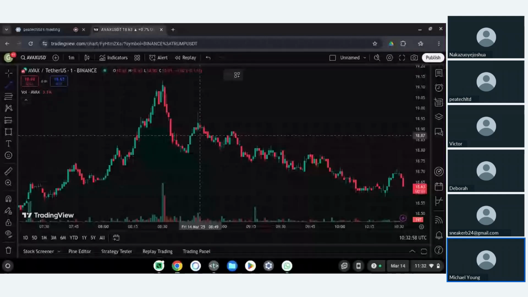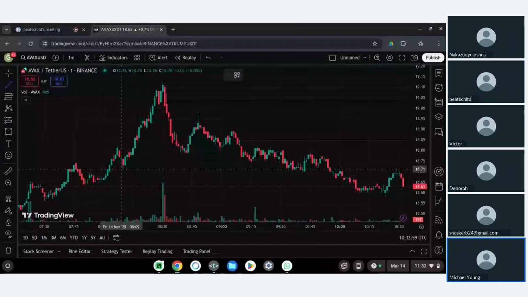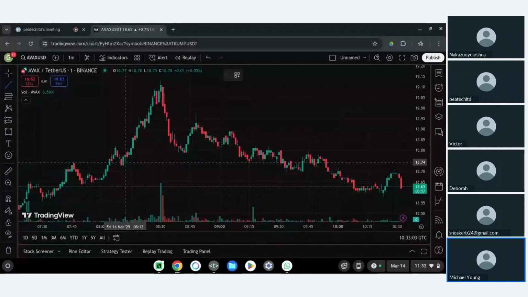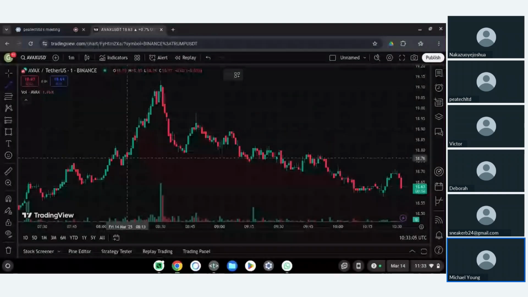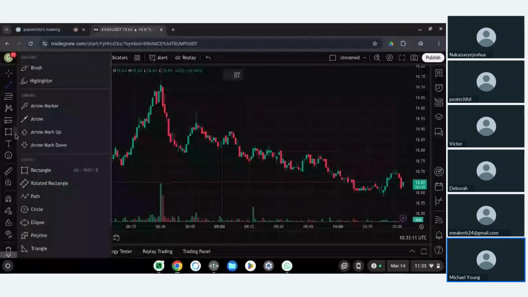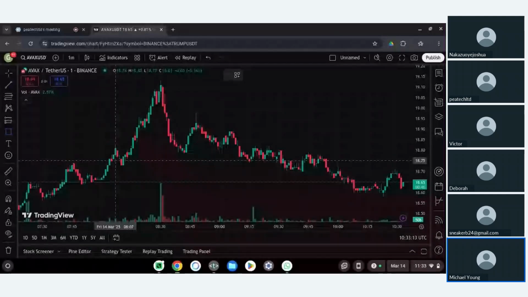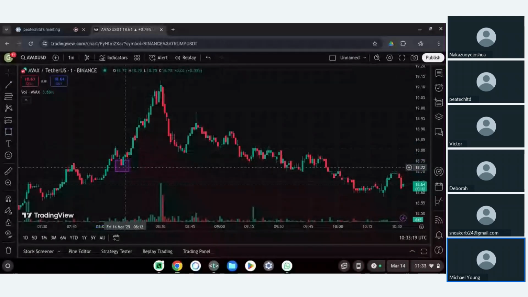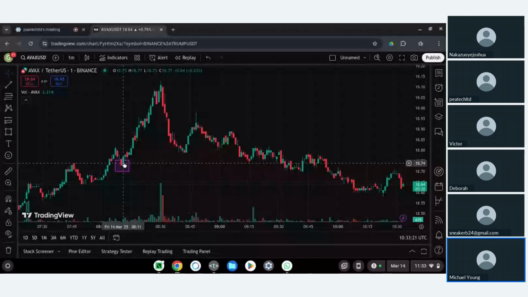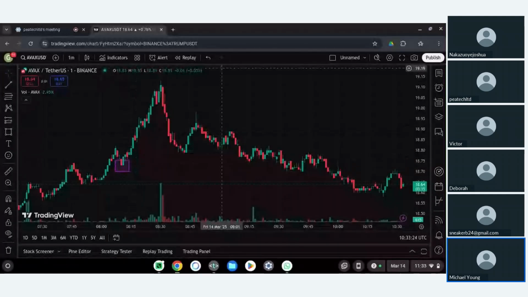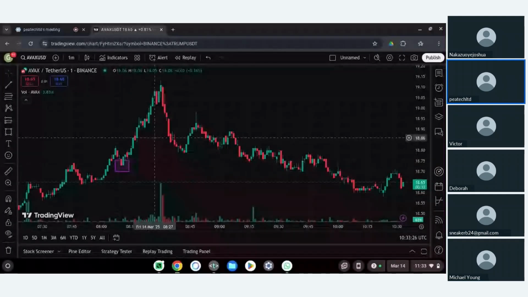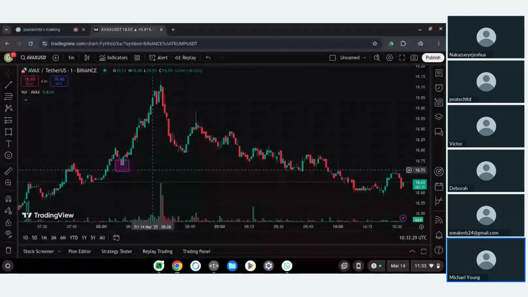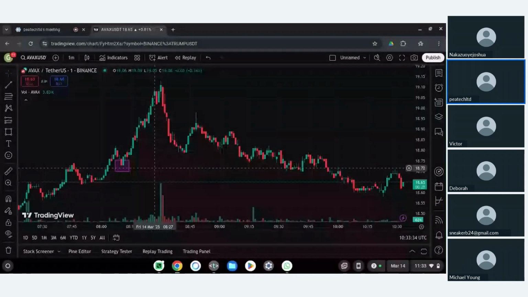Okay, it's support because this green candle here was what triggered the market to have an upward trend. This green candle here. This particular green candle, this zone here, is what triggered the market to go upward.